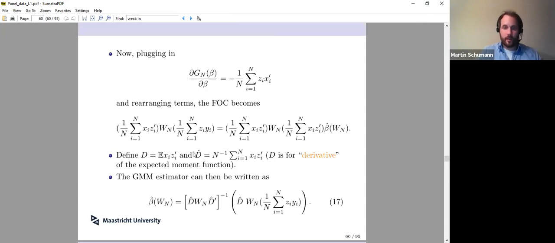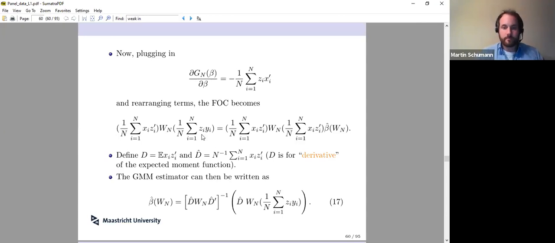Now let's look at it step by step. First of all, we define this matrix D, which is the expectation of x_i z_i prime. D is for derivative, and you see that it comes from the upper part here. This is the derivative of G, and D is simply the same thing on the population level.